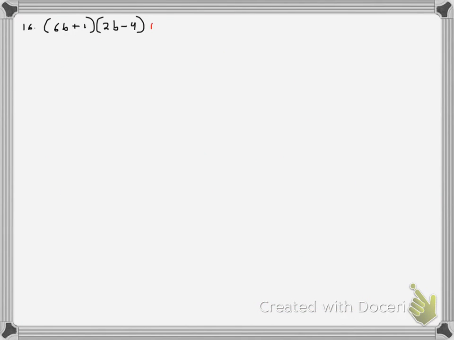Again, for 16, we'll use FOIL. First terms, we're going to have 12b squared. Outer and inner terms, we're going to have negative 24b plus 2b. That would be negative 22b. And last terms, we'd have minus 4.